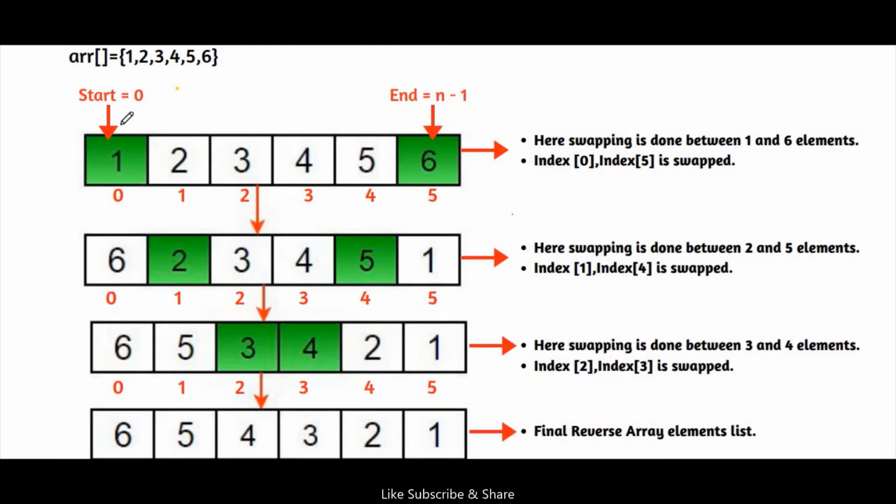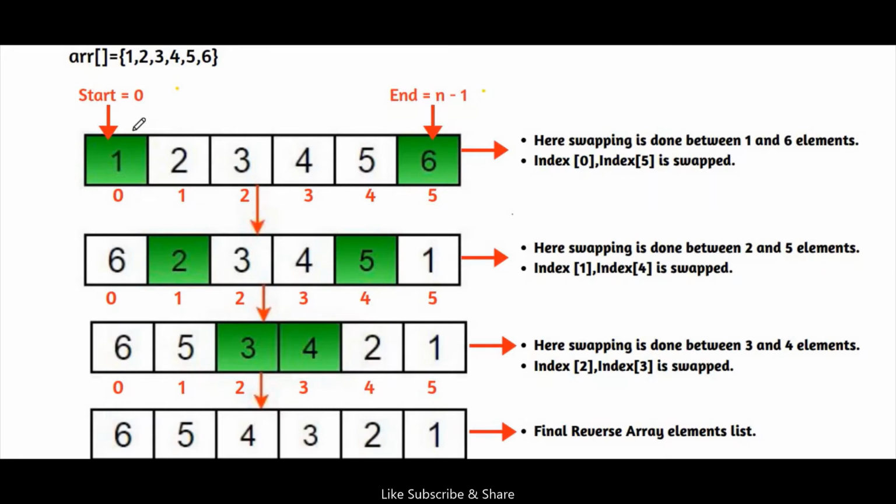And end is assigned n minus 1, because the total elements are 6 and the last index is 5. So 6 minus 1 equals 5. Here we basically swap two elements, index 0 and index 5, so the elements 1 and 6. Swapping is done between 1 and 6. Index 0 and 5 are swapped.